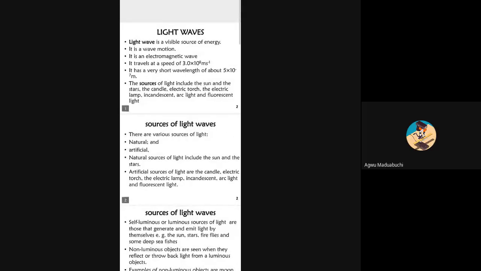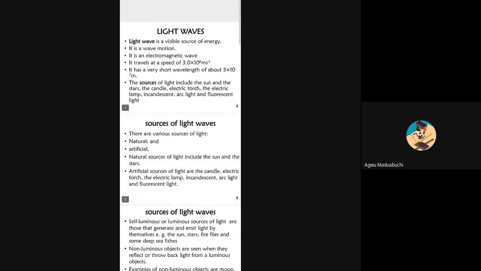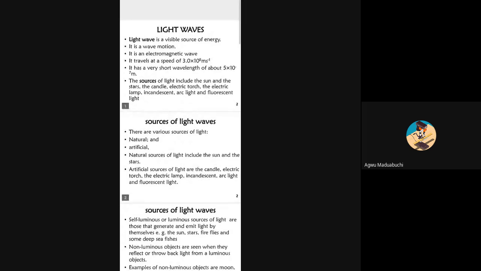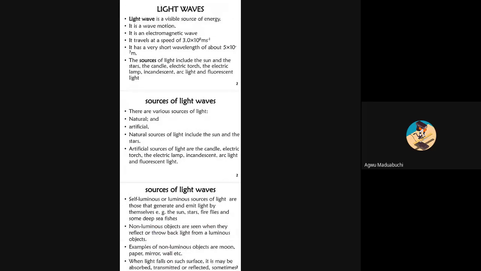Light waves is a visible source of energy. It is a wave motion. It is an electromagnetic wave. It travels at a speed of 3 × 10^8 meters per second. It has a very short wavelength of about 5 × 10^-7 meters. The sources of light include the sun and the stars, a candle, electric torch, the electric lamp, incandescent, arc light, and fluorescent light.